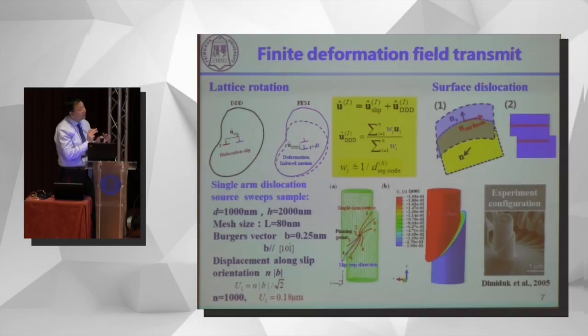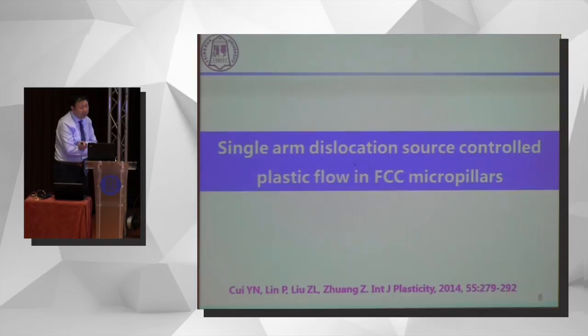So this result from our simulation and theoretical work, and also from experiment, looks consistent. Next, I move to the single-arm dislocation size-controlled plastic flow in FCC micropillars.